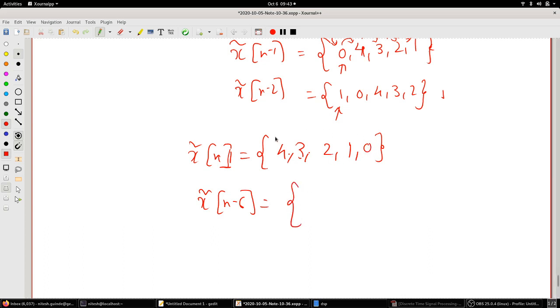One shift is here, two shift is here, three shift is here, four shift is here, five shift is back here, and six shift is back here. So 0 would have come here and 1. This is what you would have obtained.